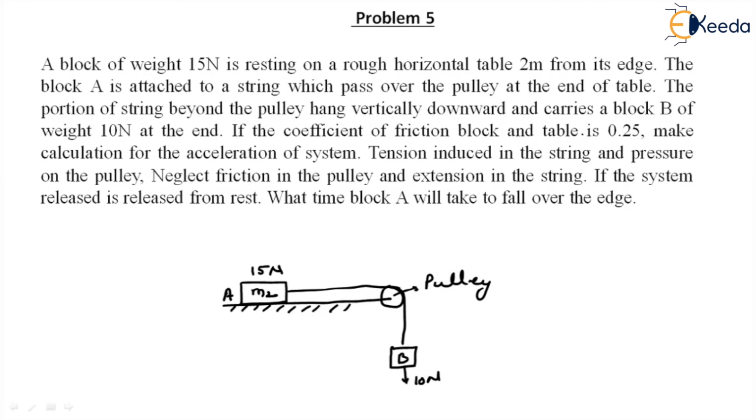If the coefficient of friction between the table and the block is 0.25, so here the mu value we are considering 0.25, we have to calculate the acceleration of the system, tension induced in the string and the pressure on the pulley, and we have to neglect the friction in the pulley and extension in the string. So let's calculate the value of acceleration and other terms. So let's start the solution.